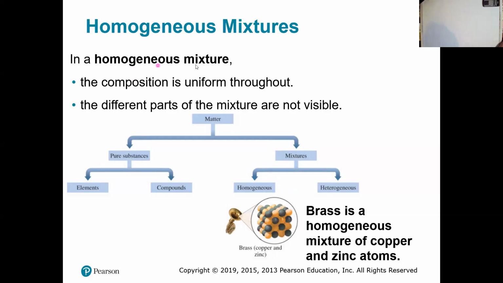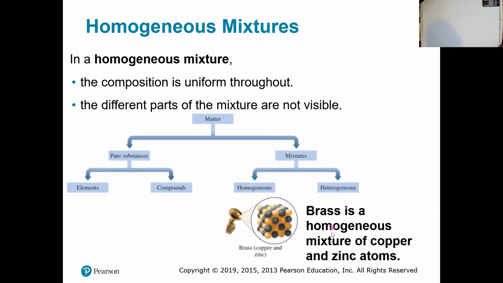When we have a homogeneous mixture, the composition of that mixture is going to be uniform throughout, and the different parts of the mixture are not going to be visible to you. So when you're looking at it, it's going to just look like one thing. Like if you have a tablespoon of salt and you mix it with a glass of water, all that salt seems like it disappears into the water and it just looks like water when you're done. But what's mixed into the water is now two different things, so salt and the water. That's an example of a homogeneous mixture.